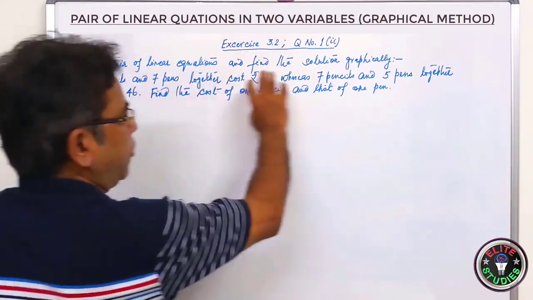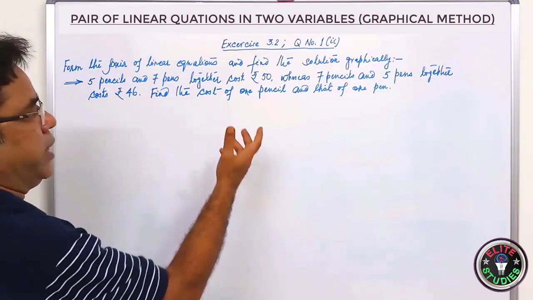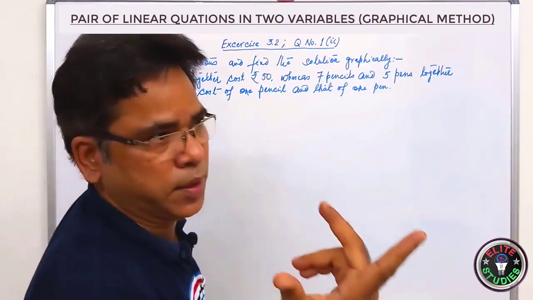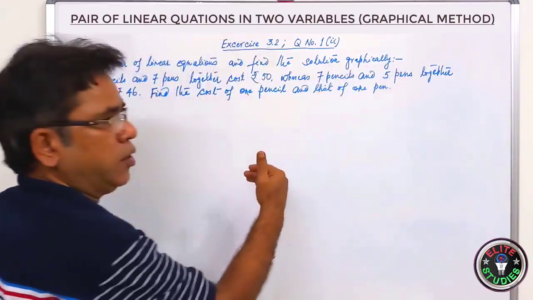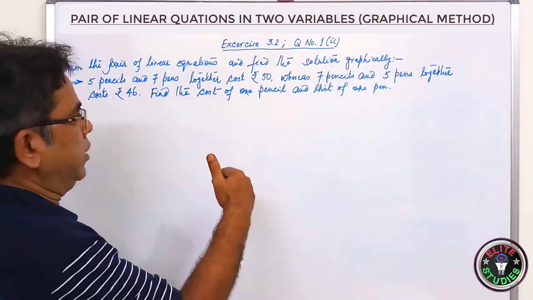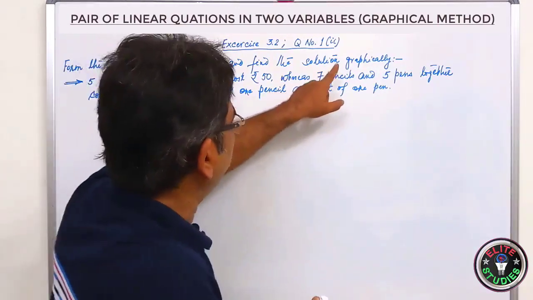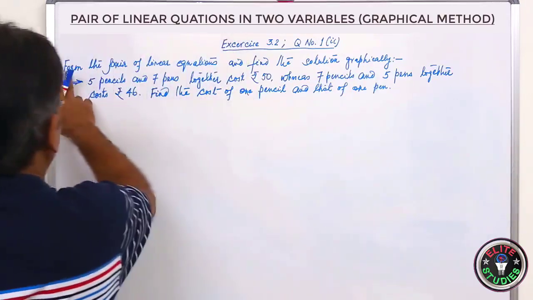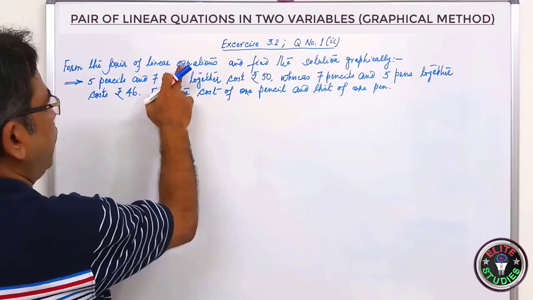Now, such type of questions in mathematics we generally call word problems. In these word problems, everything will be given in words in English. You have to convert them into mathematical statements. Then after that, we will try to solve those. But how to solve it? Graphically.